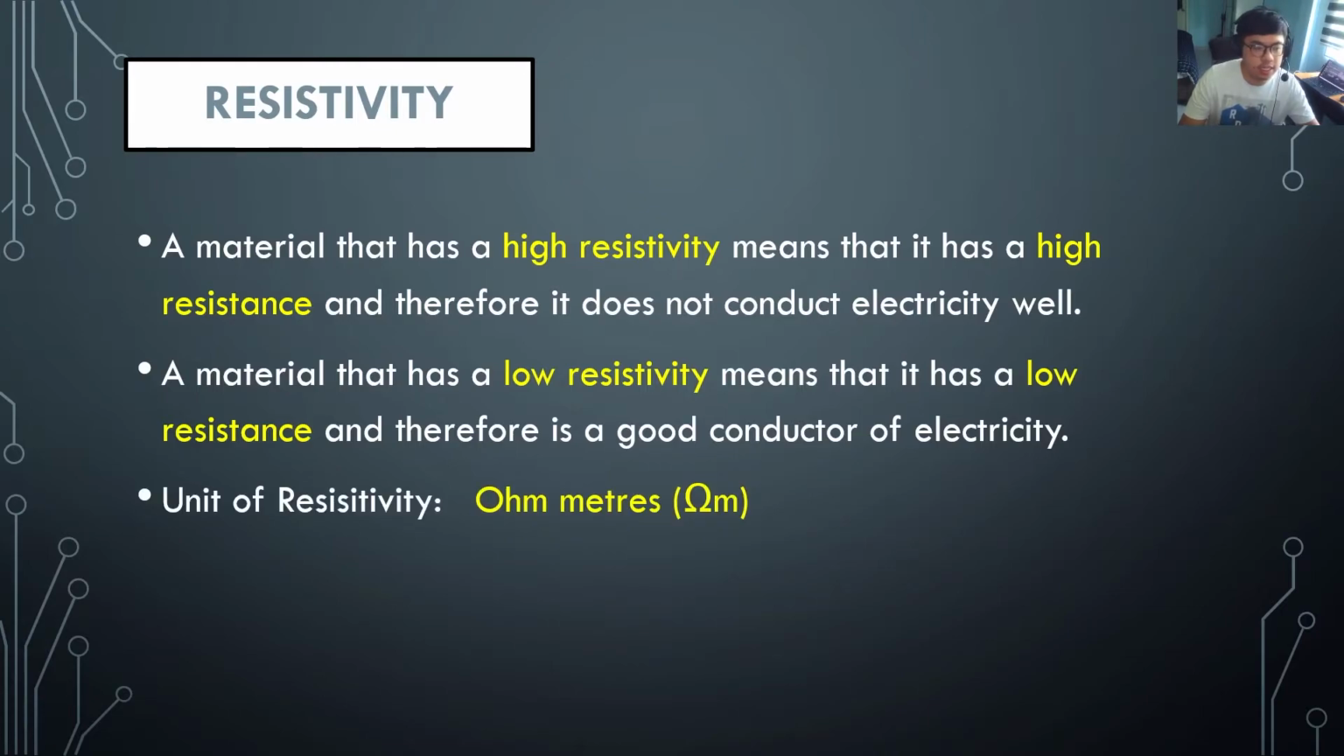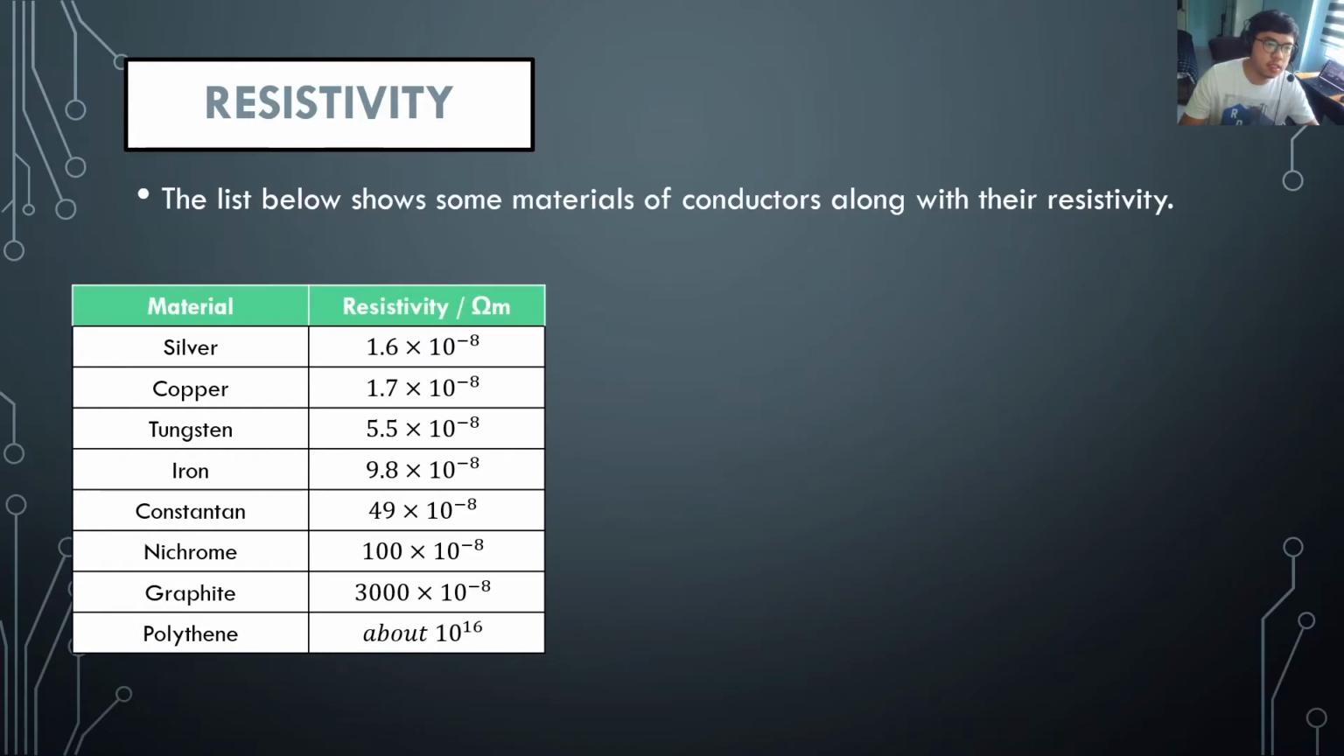Now, resistivity has a unit, and that unit is ohm meter. Here are some examples of several materials and their resistivity. As you can see, for conductors, their resistivity is quite low. Silver, copper, tungsten, iron, constantan, nichrome, and graphite are conductors, and you can see their resistivity is very low. It's times 10 to the power minus 8. So that's 0.0000000016 for silver.